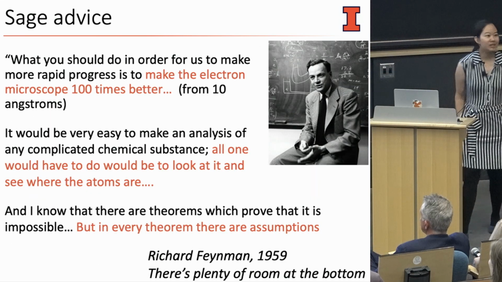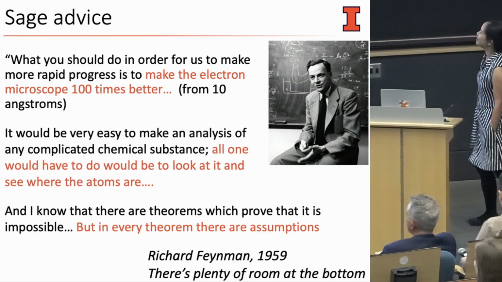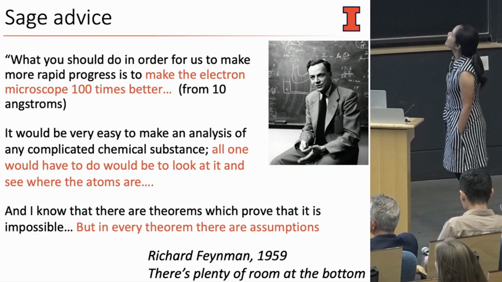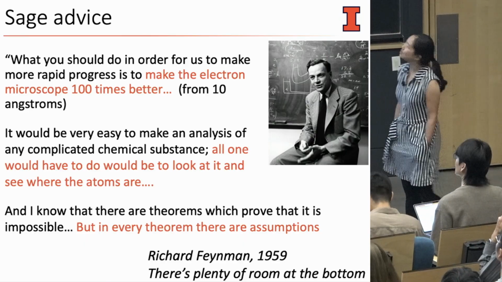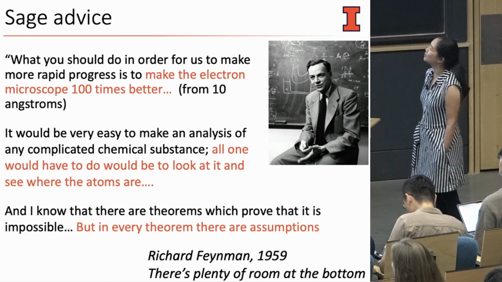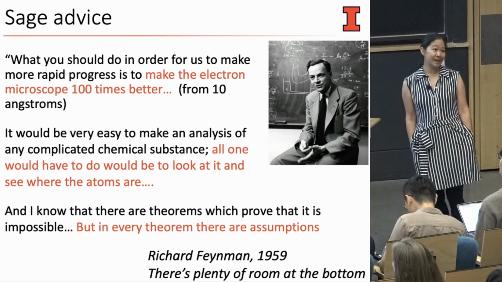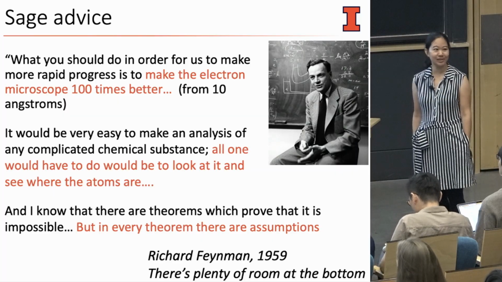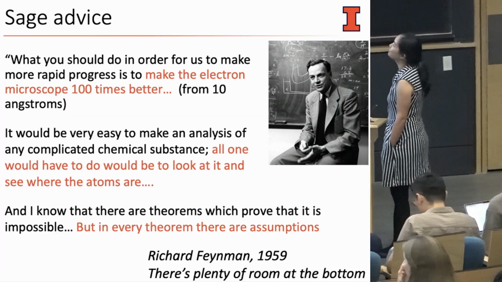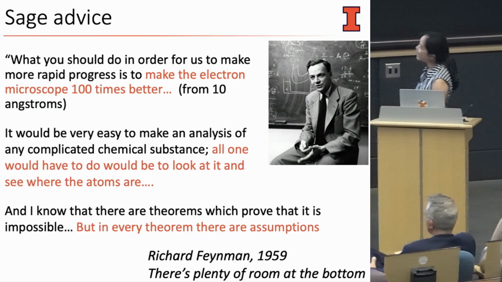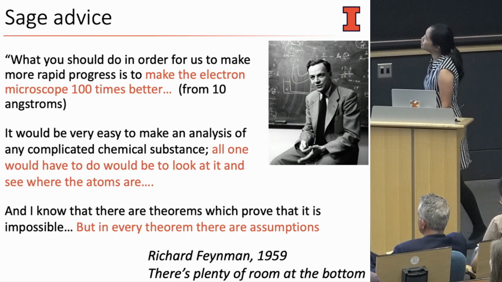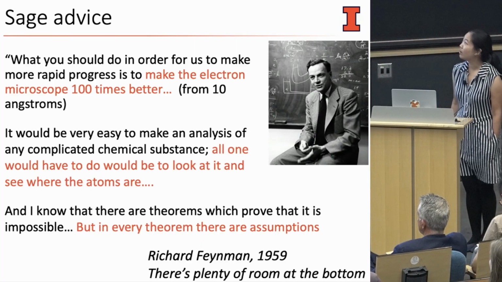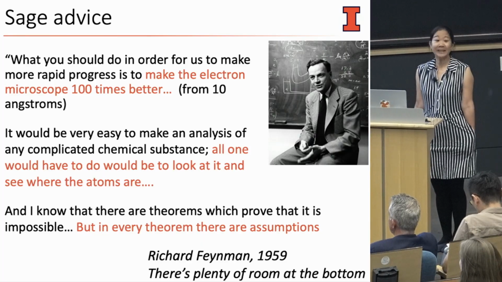And we work very hard to make images like this, and I think Richard Feynman put it best as to why we do what we do. He says what you should really do is make the electron microscope 100 times better. Now at the time they only had 10 angstrom resolution, but the motivation is still the one that we work on today. He says it would be very easy to make an analysis of any complicated chemical substance. All one would have to do is look at it and see where all the atoms are. And that's what we do.